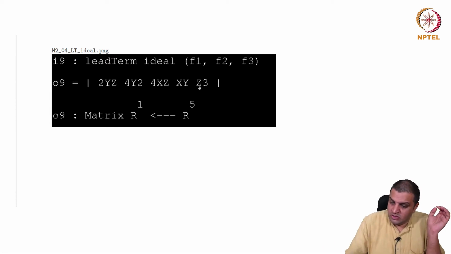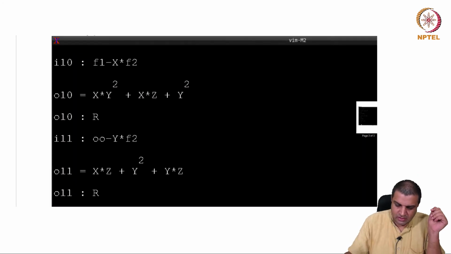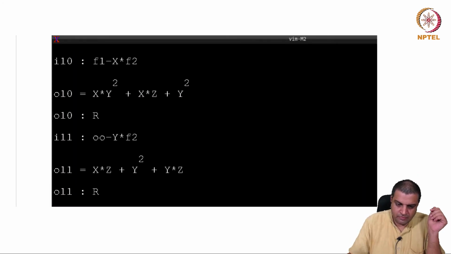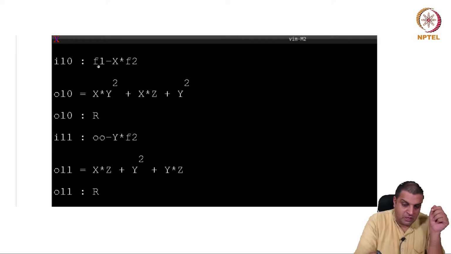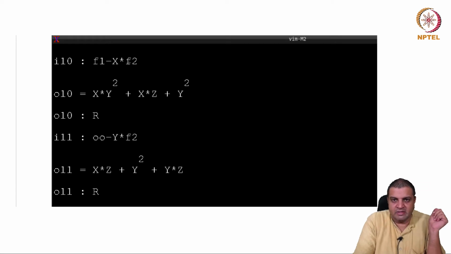Now let's try to understand some of these things. We will not explain all 3 of them, but it's the same reasoning. So let's do this computation. If we took f1 minus x times f2, how did we make this decision? The leading term of f1 was x squared y and the leading term of f2 was xy. So I multiply by x and then take the difference, so that the leading terms cancel each other. That's what we did.